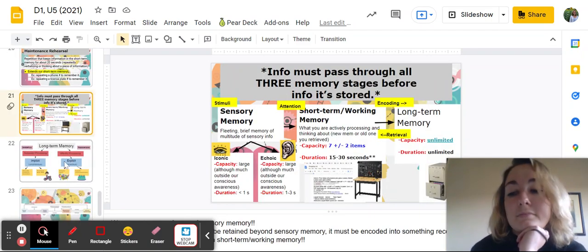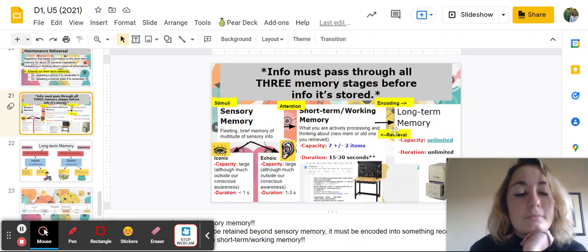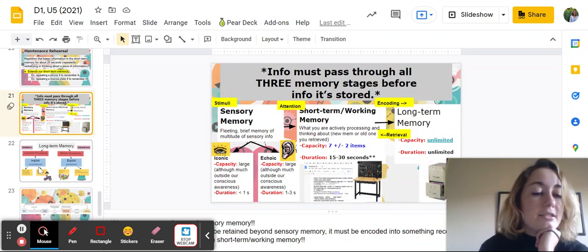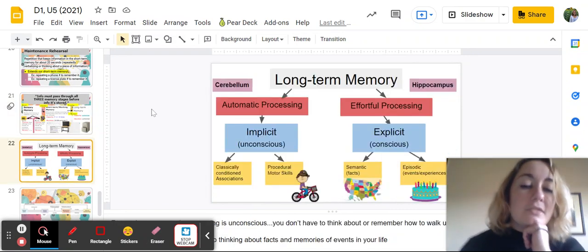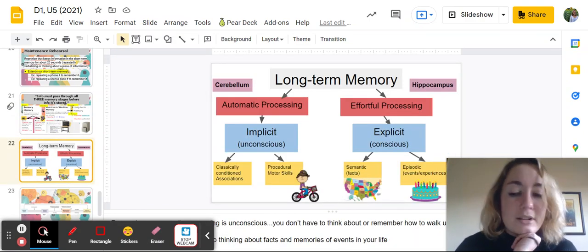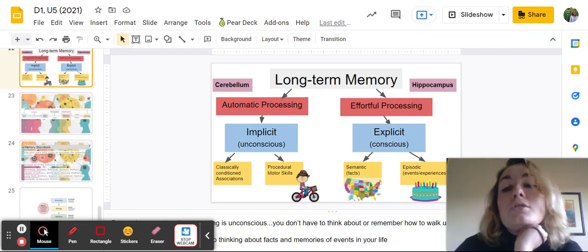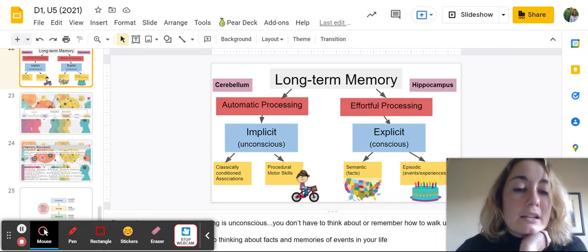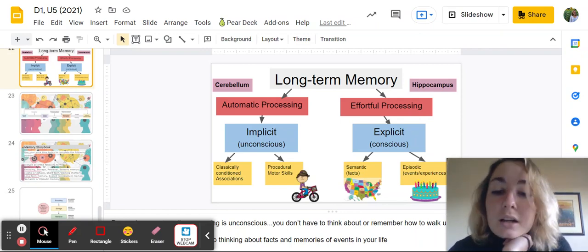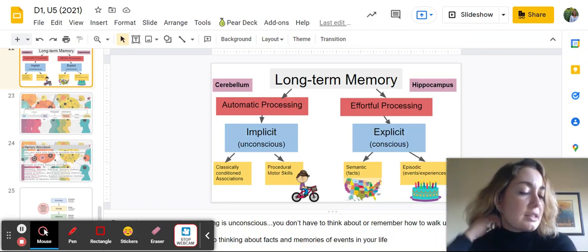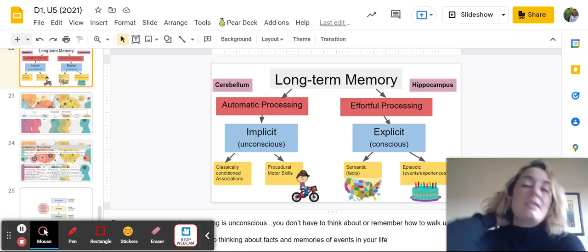Okay, so within long-term memory, there's a lot going on because it's your limitless storehouse. There are multiple divisions within long-term memory that we have to talk about here. Within long-term memory, we have 2 main divisions of automatic or effortful processing. Automatic processing covers memories that are unconscious, that we don't have to think about. Often these are things like riding a bike, you don't have to think about it.